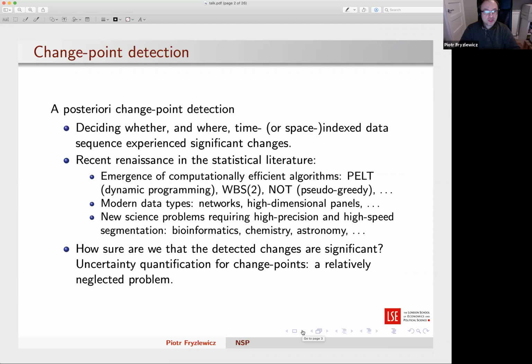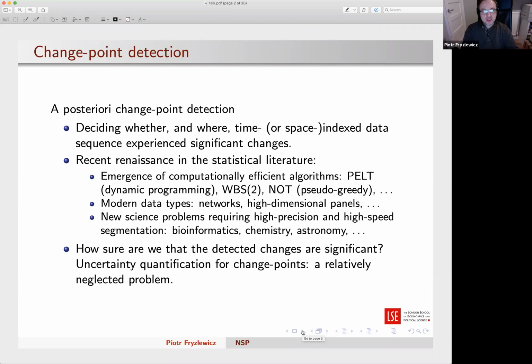One is the emergence of computationally efficient algorithms for segmenting sequences, for multiple change point detection. For example, there's an algorithm called PELT, which is a dynamic programming algorithm for fitting the best least squares piecewise constant function to data, which sped things up enormously. There's wild binary segmentation, which I authored a few years ago. There's the narrowest-over-threshold algorithm. Both are pseudo-greedy algorithms for segmenting data sequences, for detecting changes not only in piecewise constant levels but also in piecewise linear trends. So there's a lot of recent computational advance, and that's one pillar of why there has been such renewed interest.